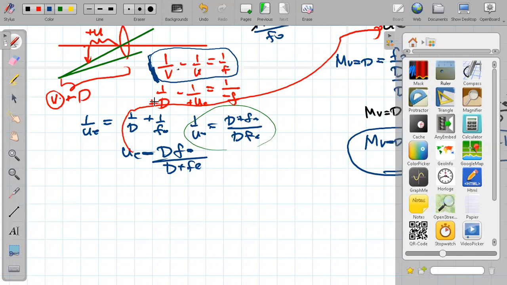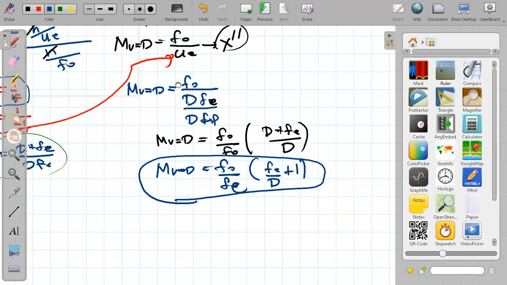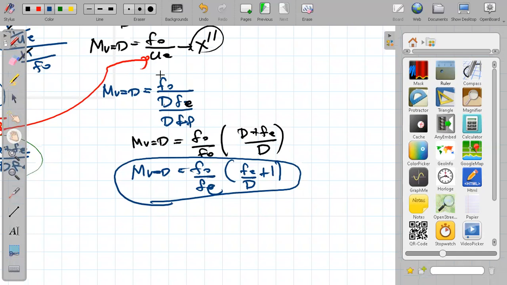1 over plus D minus 1 over Ue equals 1 over minus Fe. When you rearrange, you have to get this one subjected. 1 over V equals 1 over D plus 1 over Fe. So you cross multiply and get this one. D plus Fe over D Fe, and D Fe divided by D plus Fe is Ue. So you have to substitute it to here. When you substitute, you get this one. So you can clearly see there is F naught over Fe like in the normal telescope, normal adjustment.